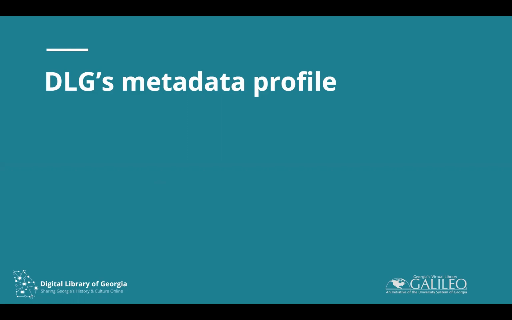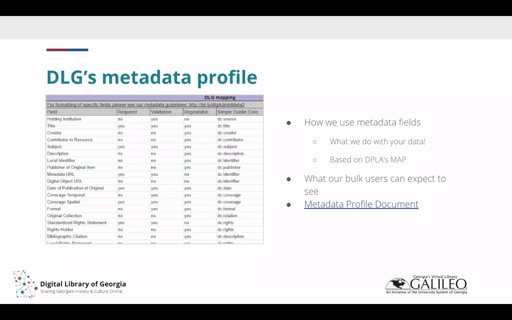One thing I do want to talk about a little bit right now is our metadata profile. This is a relatively new document. We've provided it to help folks know exactly what we're doing with your metadata, and also so that our bulk users can know what they're going to see when it comes out of our system. It's based heavily on the Digital Public Library of America's metadata application profile. They use 5 or 6 different namespaces. We use 3 namespaces. If you don't know what a namespace is, that's perfectly fine. It's not necessary to know.